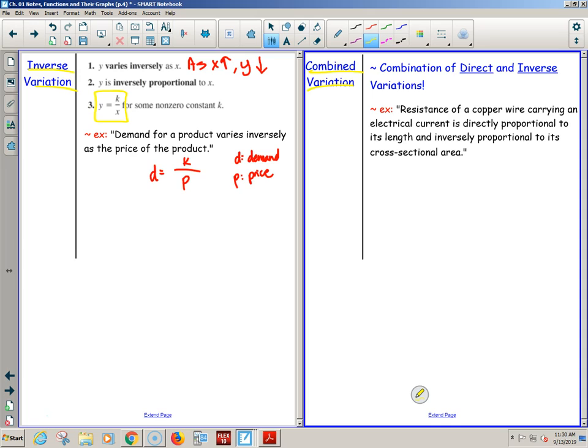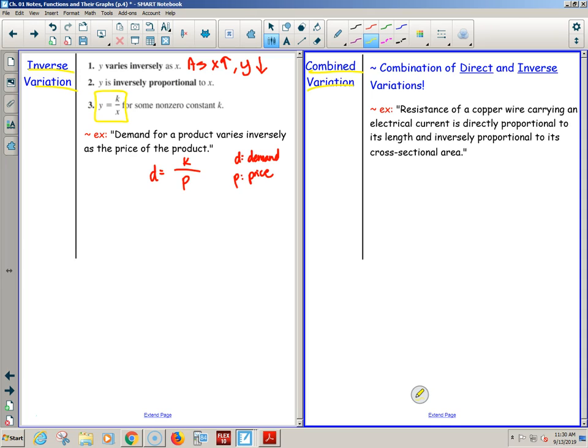Resistance of a copper wire carrying electrical current is directly proportional to its length and inversely proportional. Ah! They have both! Oh my goodness. That's what it says, isn't it? Combination of direct and inverse variation.